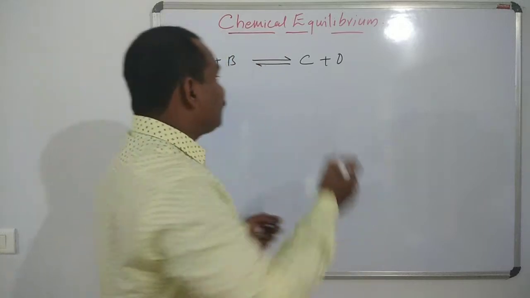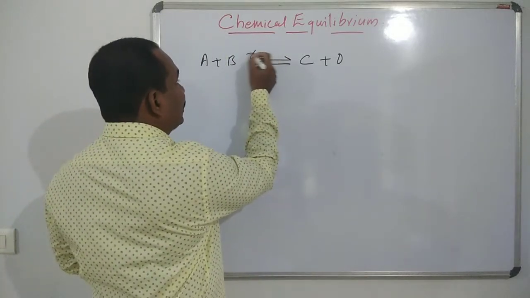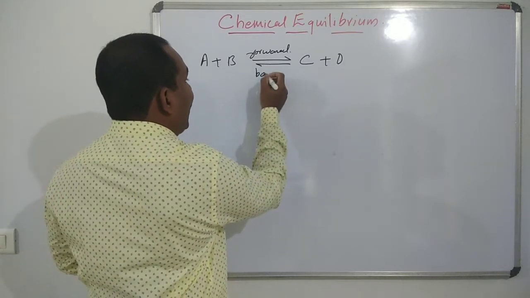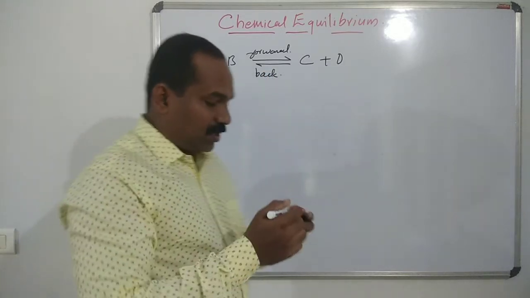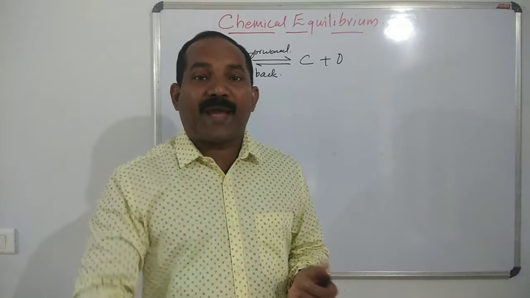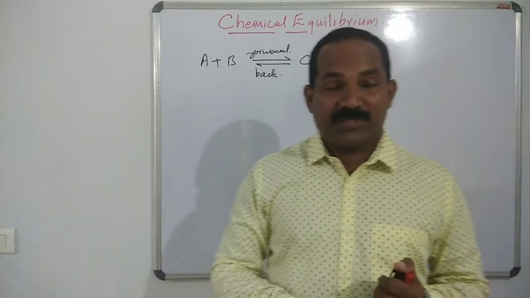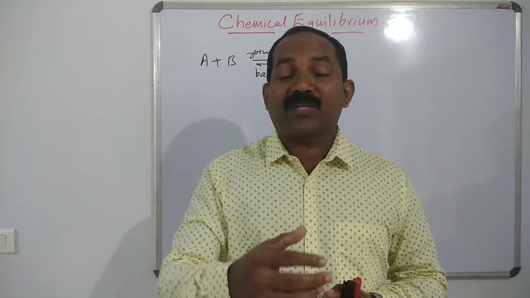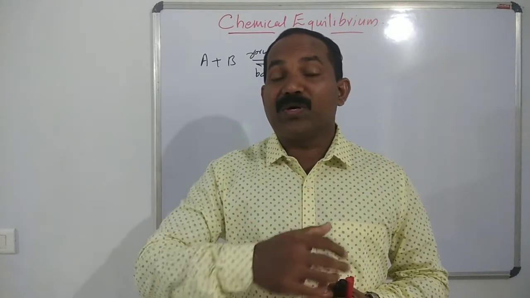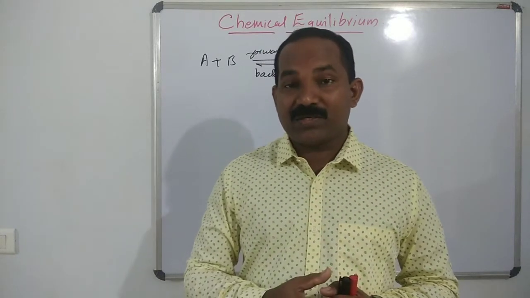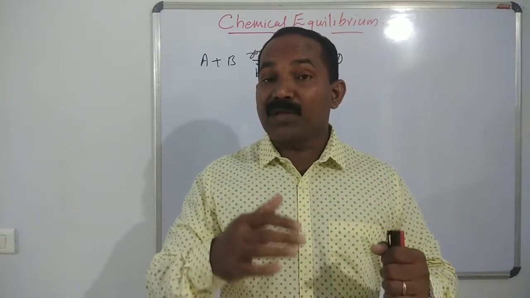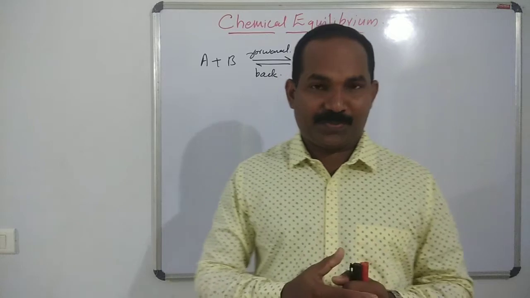This is the forward reaction, and this is the backward reaction. So here the forward and the backward reactions take place. When the rate of the forward reaction becomes equal to the rate of the backward reaction, an equilibrium is established. An equilibrium state is reached.